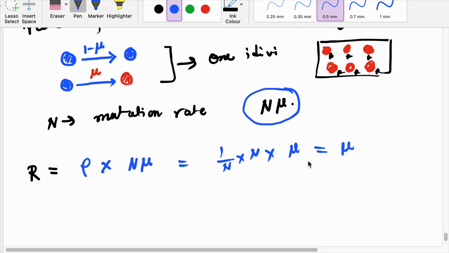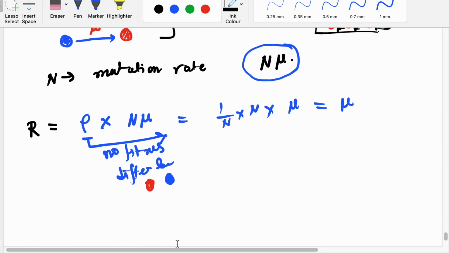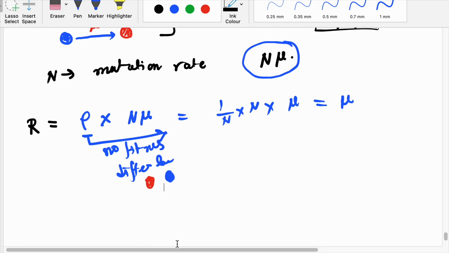So that means with neutral drift, here I am assuming there is no fitness difference between mutant A and non-mutant B. So no advantageous mutant came, and the neutral drift will take place, and the probability of fixation is 1 by n, and you will find that the rate of evolution is mu. So the rate of evolution is the same as the rate of mutation, since no selection is going on; the rate of neutral evolution is actually the rate of mutation.